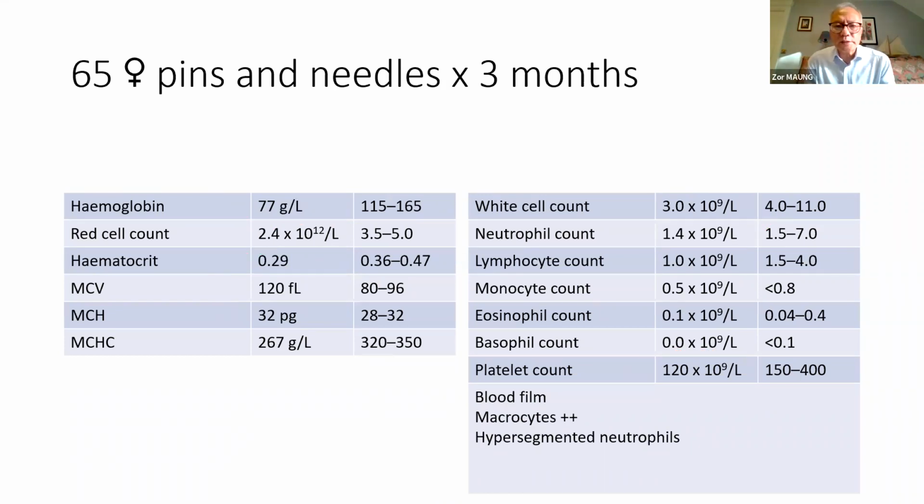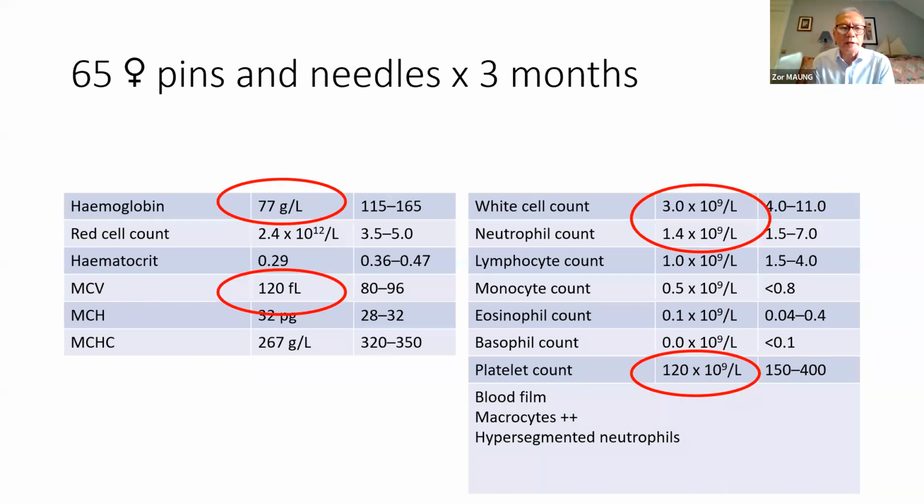Now, this is another scenario. This is a 65-year-old woman who complains of pins and needles. Again, hemoglobin shows the patient is anemic. The next step is MCV, which is significantly raised. The white cell count and platelet count are nearly normal. The blood film shows macrocytes. So this means macrocytic anemia, red cells are bigger than normal, and the blood film shows hypersegmented neutrophils.